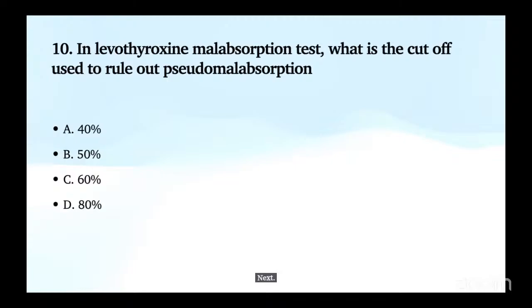Last question. In levothyroxine malabsorption test, what is the cutoff of absorption that is used to rule out pseudo malabsorption? A. 40%, B. 50%, C. 60%, D. 80%.